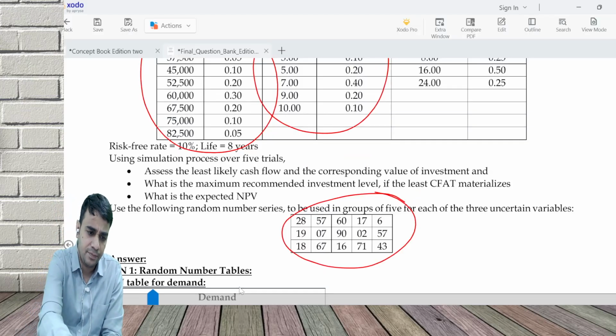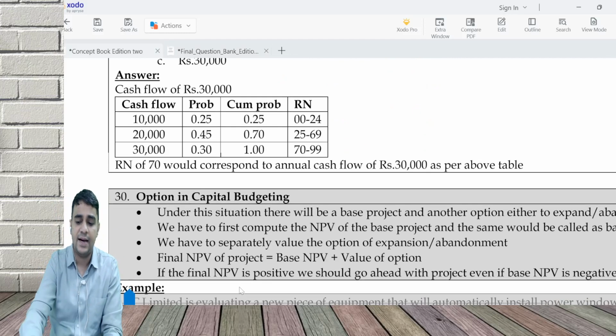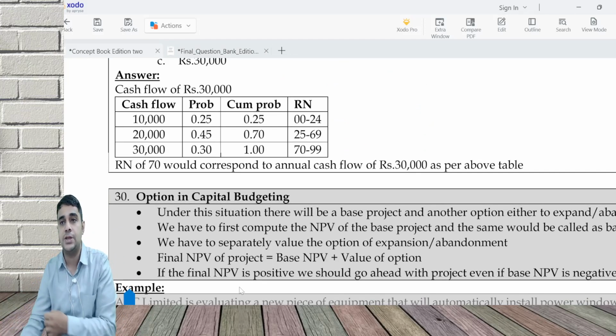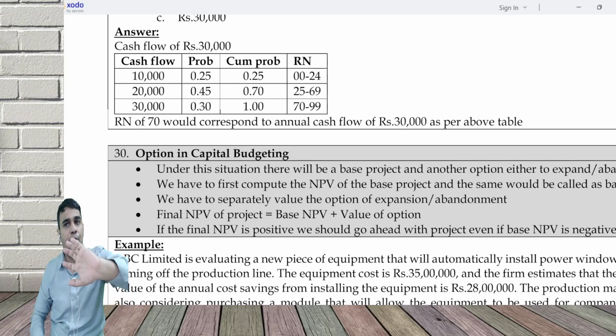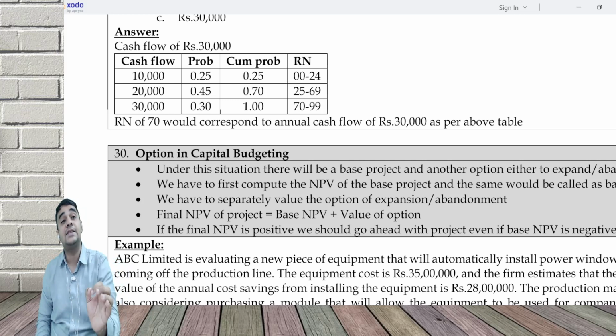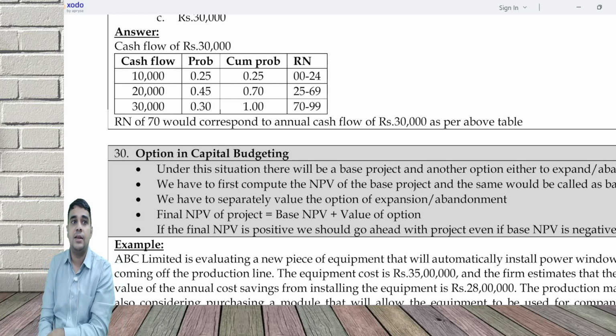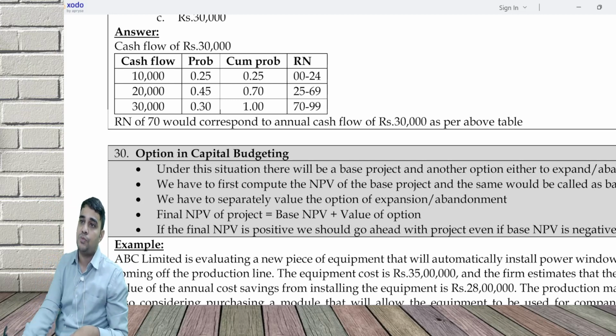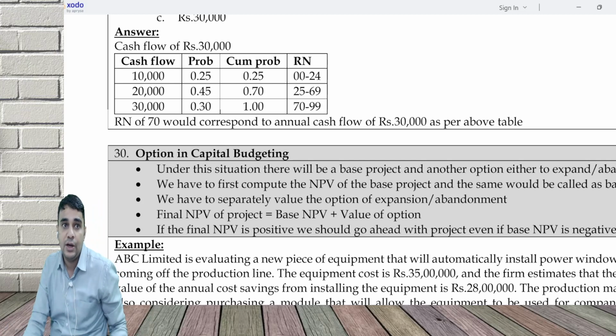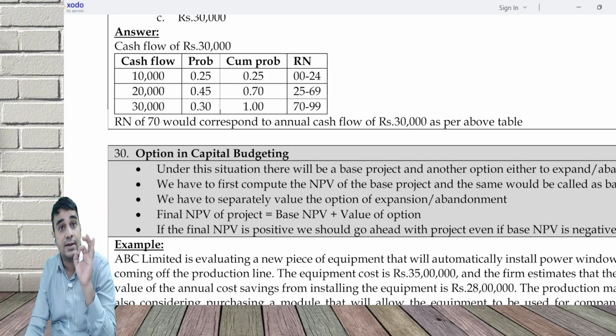Last part, where ICI has added something called option in capital budgeting, which is called real option in capital budgeting. I'll first set the context of it. I'm not going to solve any question because there's no practical question in the ICI material, but this is discussed again in derivatives. In derivatives, there's an option valuation which comes, where we'll follow something called the Black-Scholes model of valuation. So there you will be doing this again. That is real option valuation.